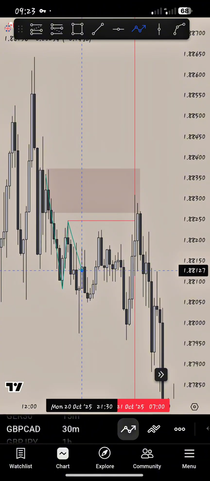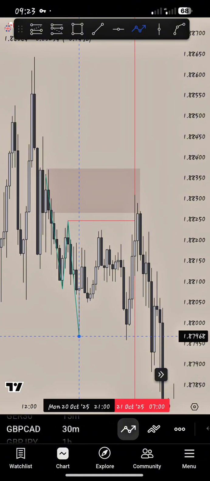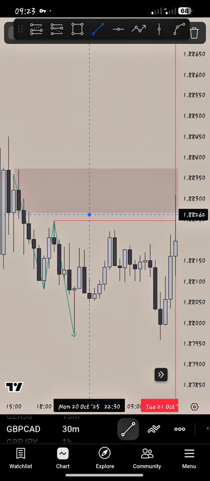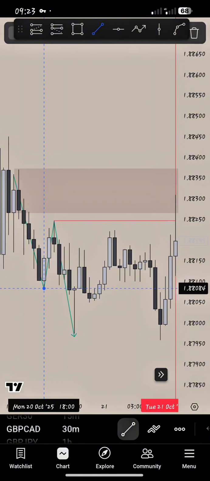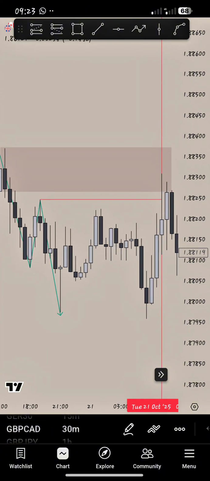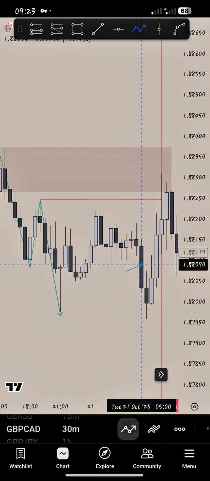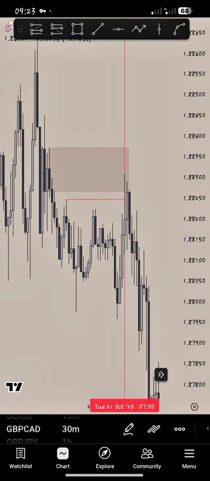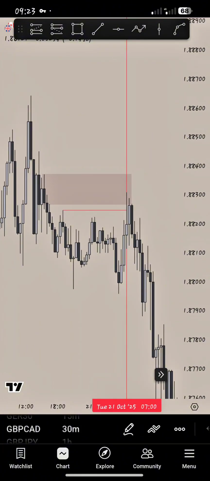As you can see, I was actually not looking to take this trade because the closure below the liquidity area is not really that good. But when we had these candles closing below it, I knew that it was valid. So that's my supply right there.